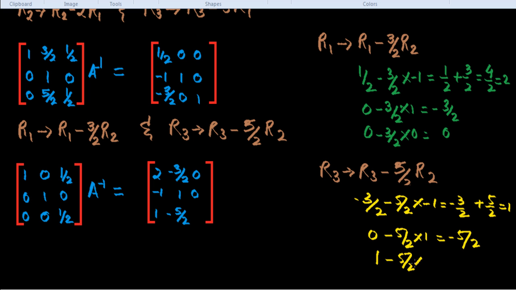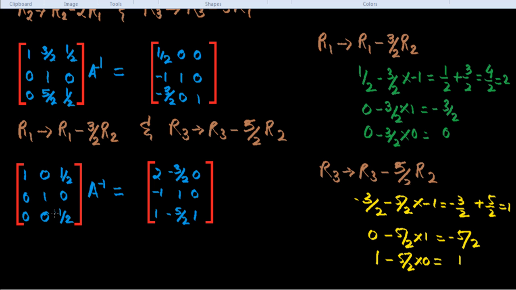Minus 5 by 2 into 0, so it is 1. We get here 1. So this we have got second column as per the identity matrix: 0, 1, 0. Now we have to transform the third column.